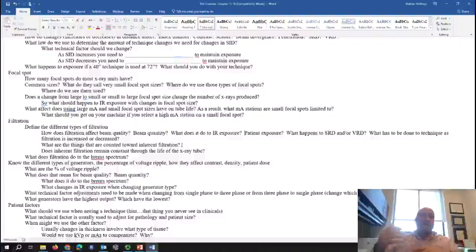So the different types of generators, you have single phase, and within single phase you have half wave rectification, we have full wave rectification, both with 100% voltage ripple. Then you get to three phase 6 pulse, which is 14%, three phase 12 pulse, which drops to 3%, high frequency after that, which drops to 1% or less. So they don't really affect contrast. You see a pattern here. Contrast is controlled by your computer algorithm. They don't really affect density, but they do affect exposure.